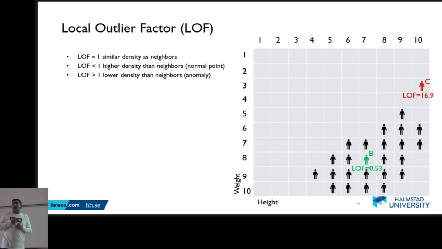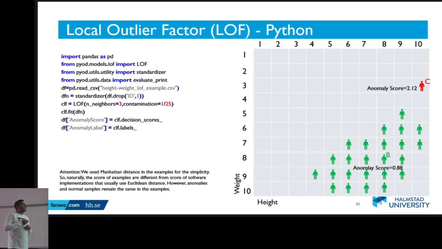So let's compare this. Which one got a higher LOF score? The guy that was the outlier. LOF is interpreted like this. If LOF is lower than one, the point is in a higher density than its neighbors, a normal point. If LOF is more or less equal to one, it has similar density as its neighbors, like these ones. And if LOF is greater than one, it has a lower density than its neighbors, like this guy, and a higher anomaly. If you apply Python code on this data, you obtain an anomaly score of 2.12 for this point C.